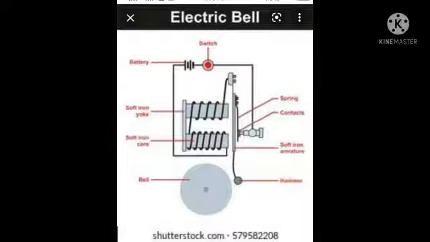The current flows in the circuit when the screw is in contact with the strip, and hence, student, the coil becomes a magnet and attracts the iron strip towards it. So therefore, the striker hits the gong and the sound is created.